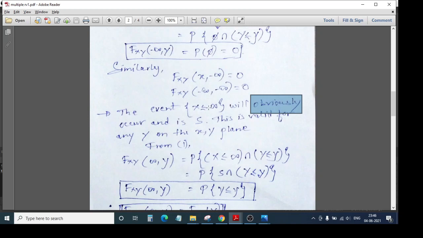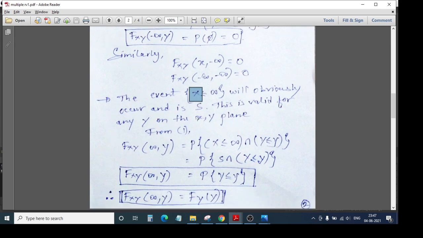A simple example here is tossing a coin. When you toss a coin, it is a sure event that either you will get a head or you will get a tail. The coin will not be rotating forever in the sky. It has to fall and it will give an outcome. So therefore, when we take x is less than infinity, it means that this event will occur for sure.